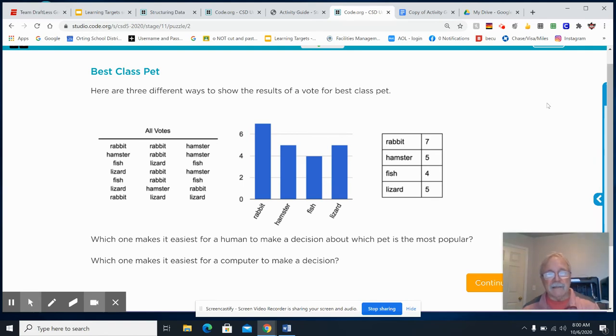Which one makes it easy for a human to make a decision about which pet is the most popular? Probably the third one. There it is in numbers, 7, 5, 4, 5. So we'd probably go with that one. Which one makes it easiest for a computer to make a decision? Probably the first one, because the first one has taken the data from each person and then it's going to do something with it depending on how you program it. So that would be the first one for the computer. Okay, let's continue on to the next one.